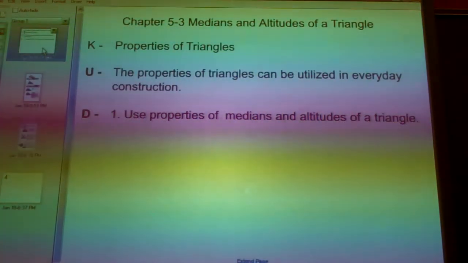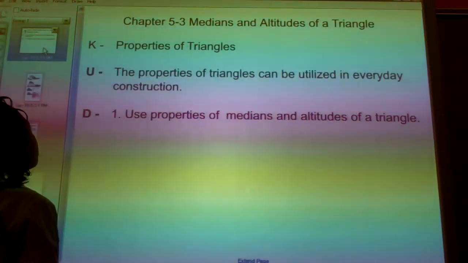This is chapter 5-3, medians and altitudes of a triangle. Please copy your notes.